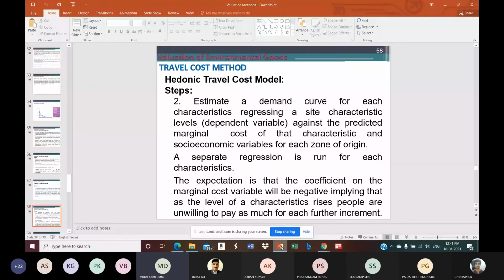So a demand curve is estimated for each characteristic, regressing the site characteristic level against the predicted marginal cost of that characteristic and socioeconomic variables for its zone of origin. A separate regression is run for each characteristic. The expectation is that the coefficient on the marginal cost variable will be negative, which implies that as the level of a characteristic rises, people are unwilling to pay as much for its further increment. So if marginal cost goes up, people will obviously not be willing to pay more, so they will be demanding less of this.